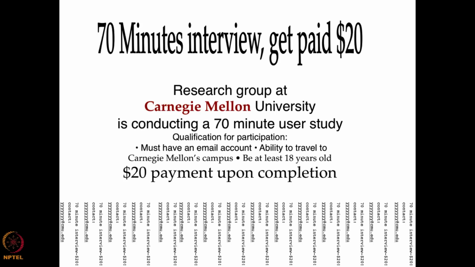70-minute interview, get paid $20. A research group at Carnegie Mellon University is conducting a 70-minute user study. Qualification for participation: must have an email account, ability to travel to Carnegie Mellon's campus, be at least 18 years old. $20 payment upon completion. Then there is a stub at the end, where you cut between the 2 stubs, which say 70-minute interview, $20, contact, an email address. You cut it and keep it.